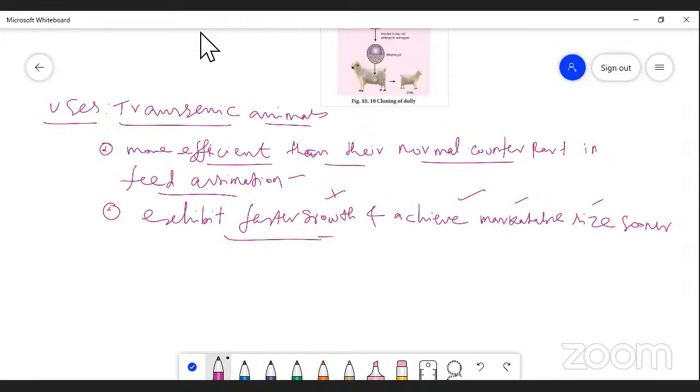Meat quality is good. Mostly all the transgenic animals, the quality of the meat is good.